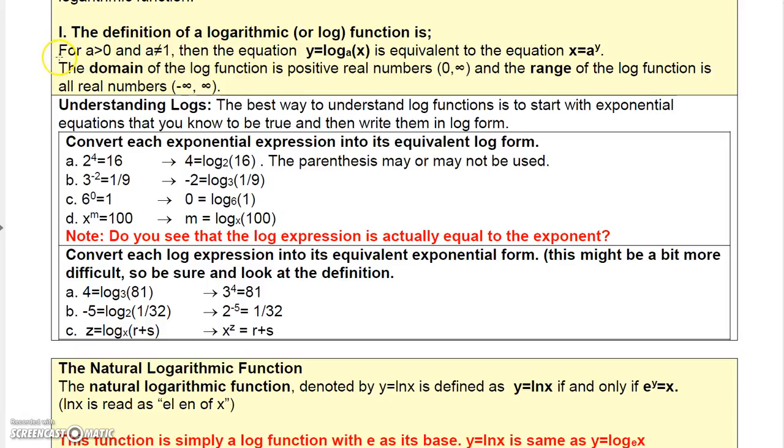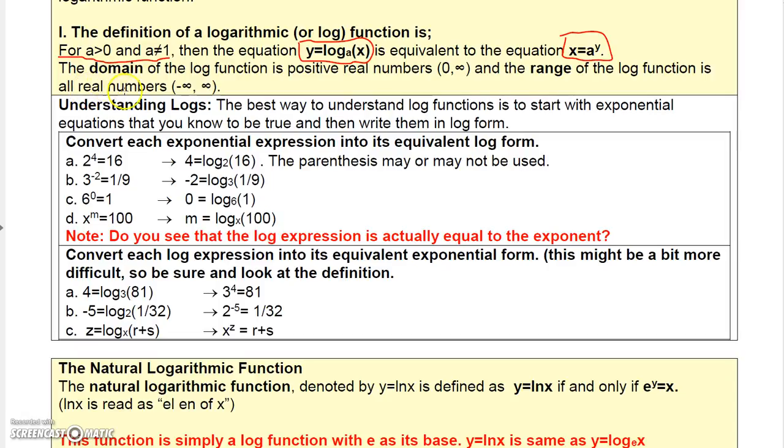So let's talk about the definition of a logarithmic function, or we could just say log function. Okay, so a has to be greater than 0 and a can't be 1. Then this equation, y equals the log of x base a, is equivalent to the equation x equals a to the y. It turns out that a log is really just another way to write an exponent.